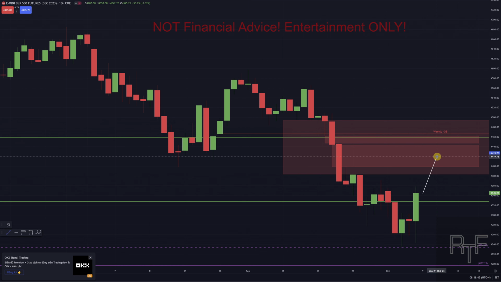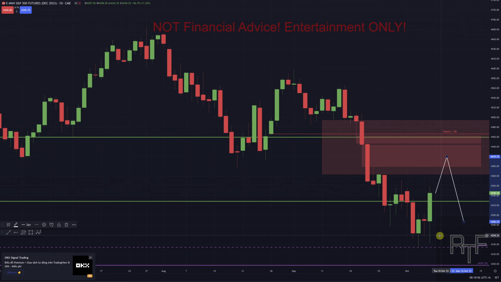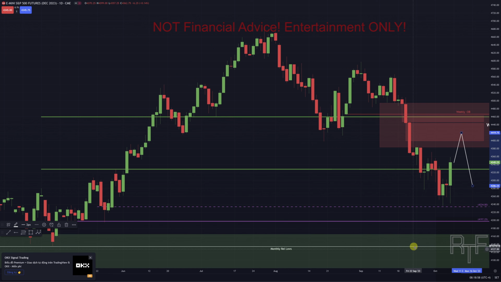And then after that happens, I want to see a shift in market structure lower, and then I want to look for the relative lows below here as our first objective. And of course, you know we have our longer time frame objectives down here.